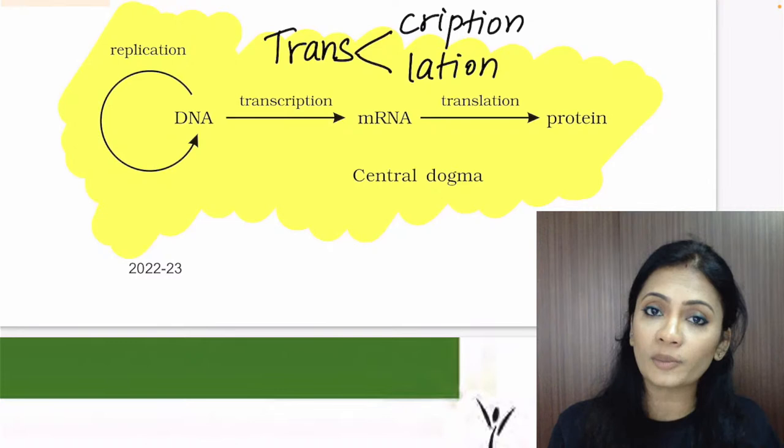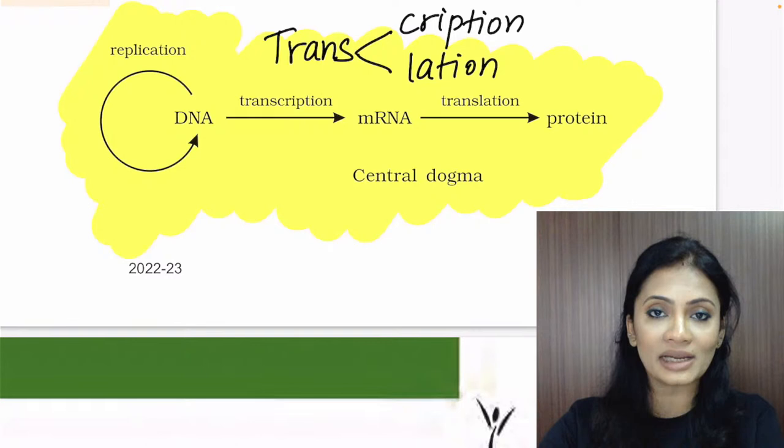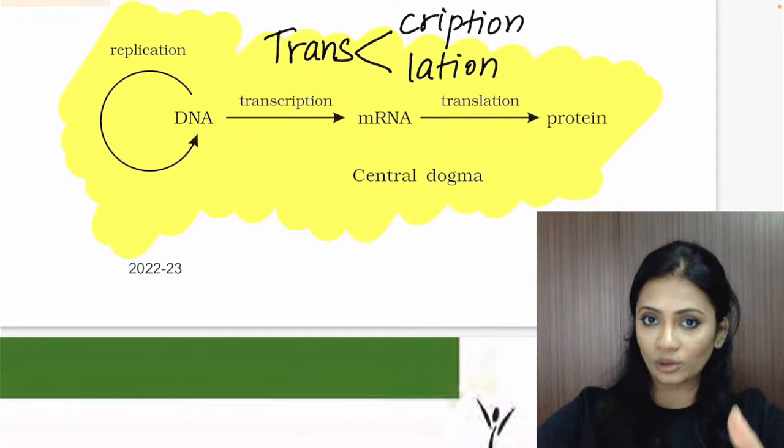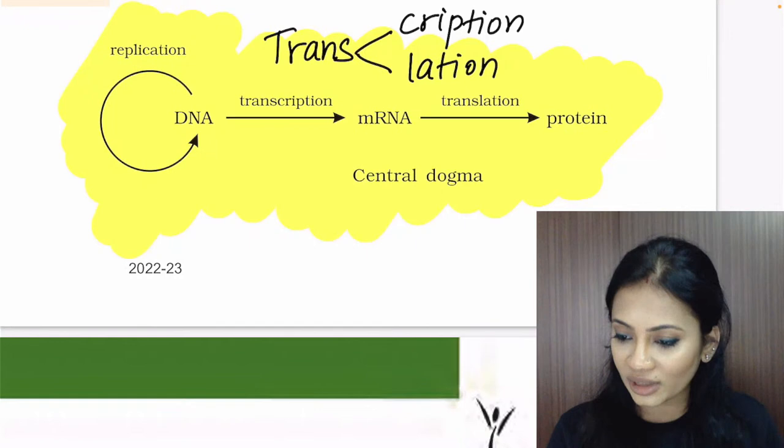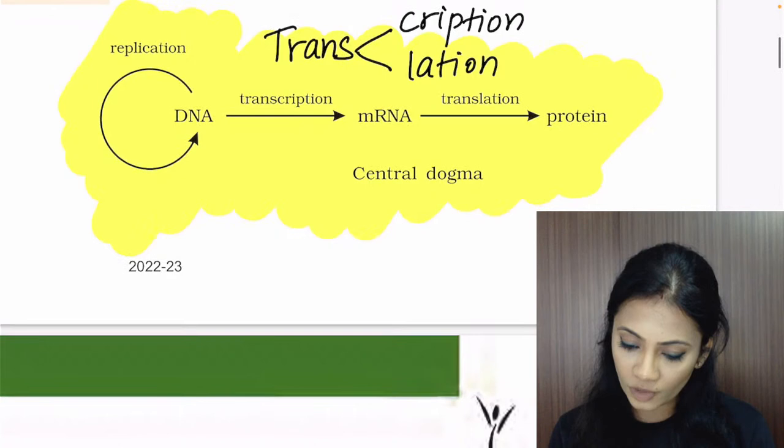Translation is when that rowdy teenager uses all the information given by Dadaji, goes to the ribosome and starts making proteins. So that rowdy teenager takes all the information from his Dadaji, goes out of the house and starts making money. What is money here? Proteins. He starts making proteins. Am I clear, everyone? Is this clear, everyone? All right. So that is what we call the central dogma.